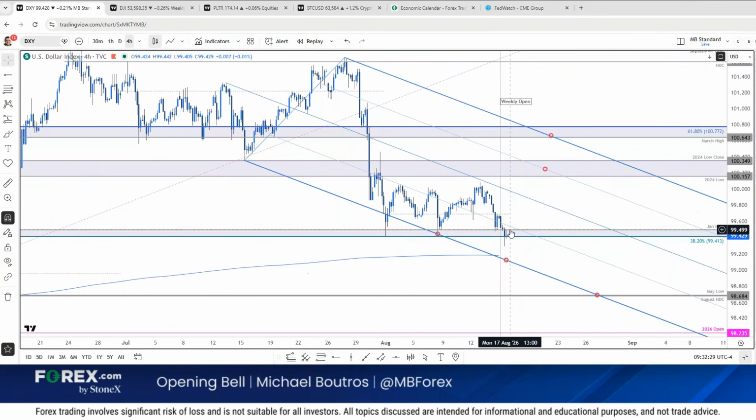Okay, we haven't even got a 4-hour candle close below. But if we were to close below this level, my issue with the DXY is that just lower is the 200-day moving average now. It's been sneaking up into that slope, and that's basically the 99 level proper. Now, this could be a major zone of inflection.